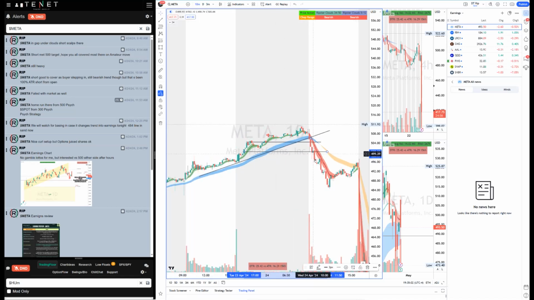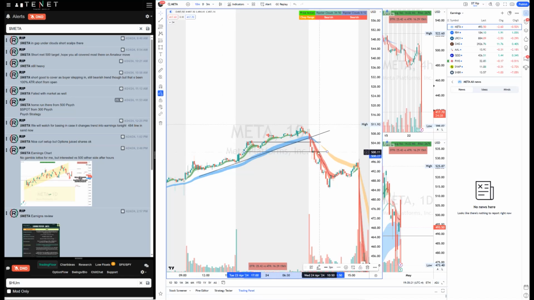That's a 10 a.m. bear flag breakdown. And at that time, I said it's too heavy. Look what I'm saying, still heavy. When I need to tell my community that it's still a short, I say still heavy. You know, there was a buyer who was stepping in at 495s. I told people that you can try to cover here most.